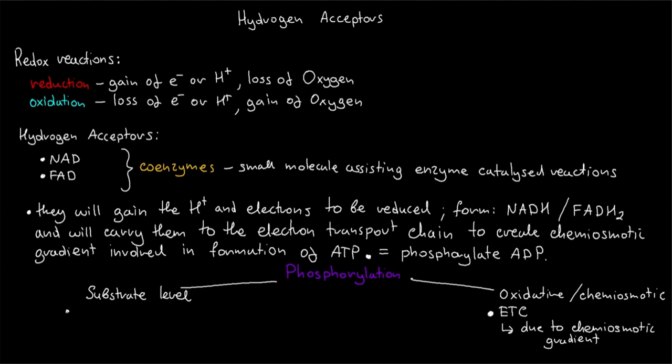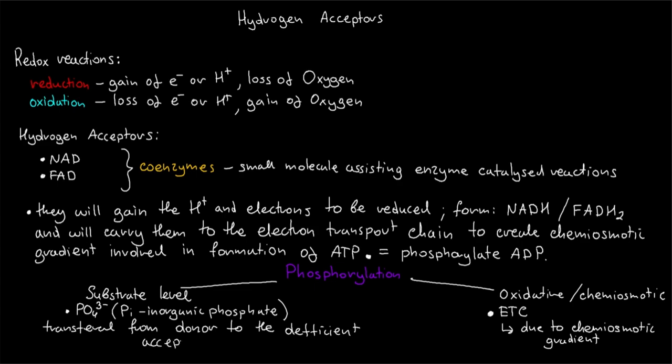The second type of phosphorylation is substrate level, which occurs when a phosphate group is transferred from one molecule to another during an enzyme catalyzed reaction.